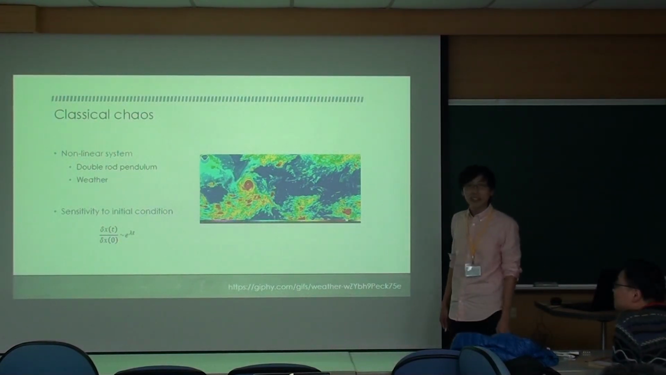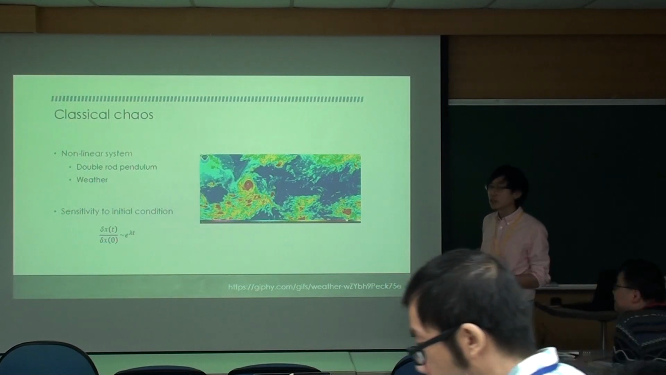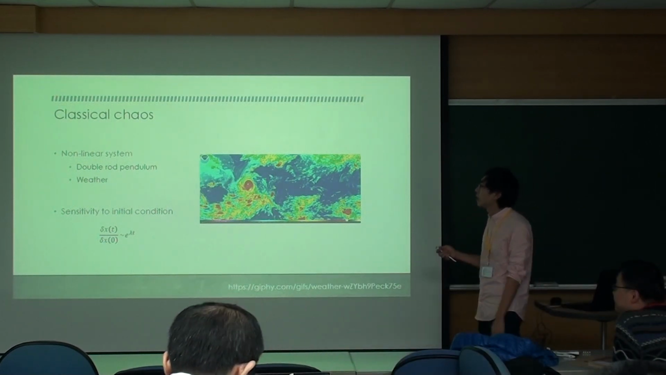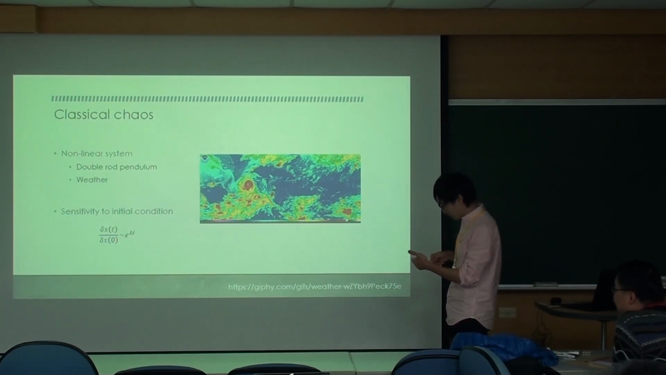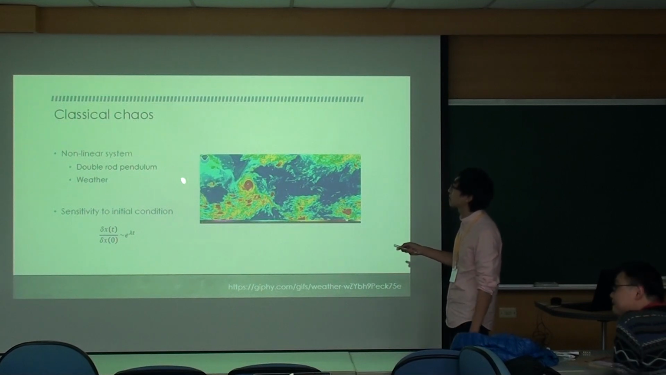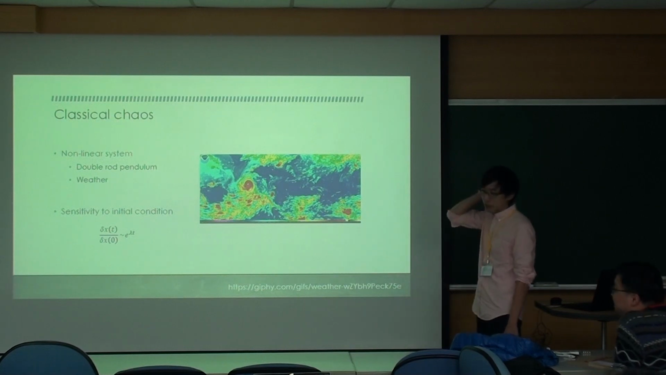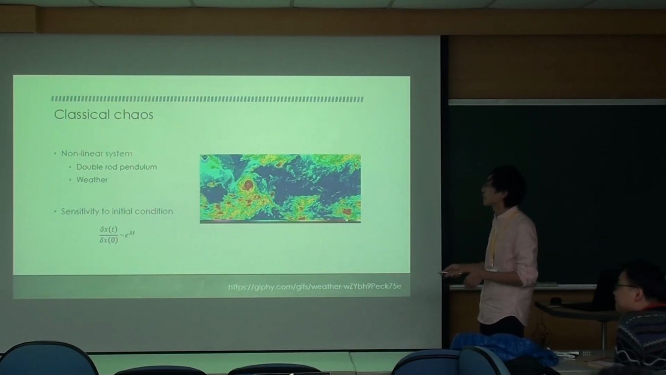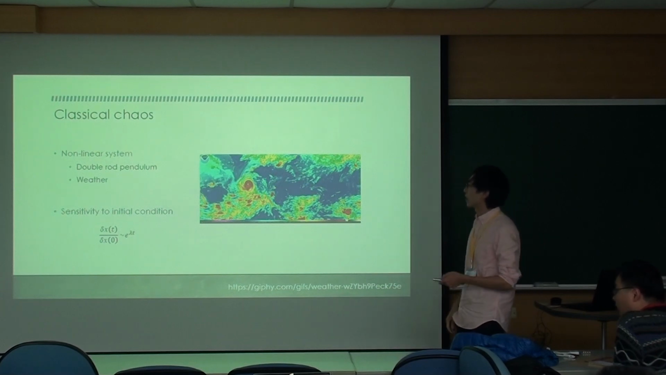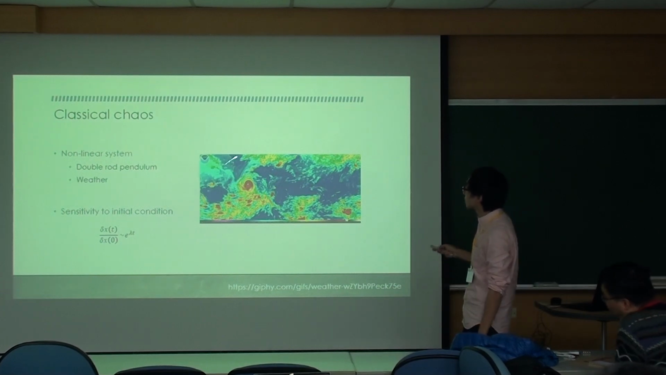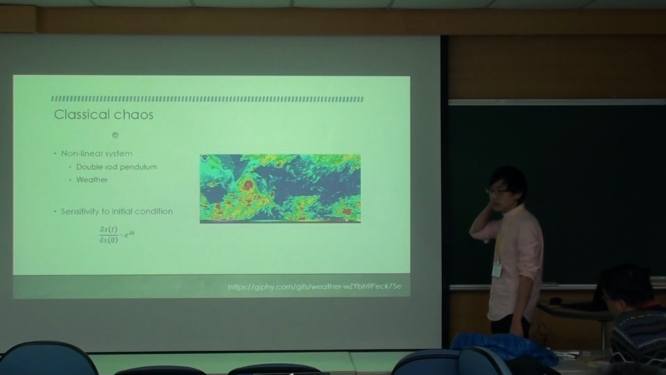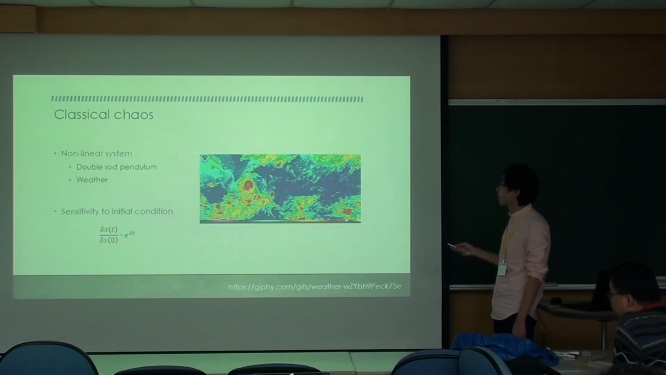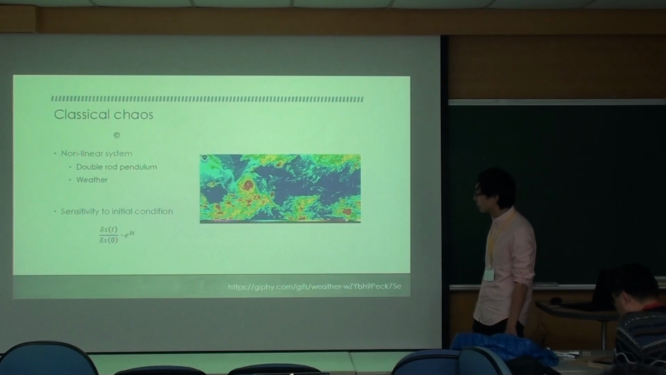Classically, chaotic systems have been studied for a very long time, both mathematically and physically. These are some examples of chaotic systems. This is a double rod pendulum. If we attach two balls together and observe the trajectory of this system, we know it's chaotic. And on a much larger scale, for climate or weather, it's still due to the nonlinearity of the physical equations, and it's very hard to predict what will happen in the future.